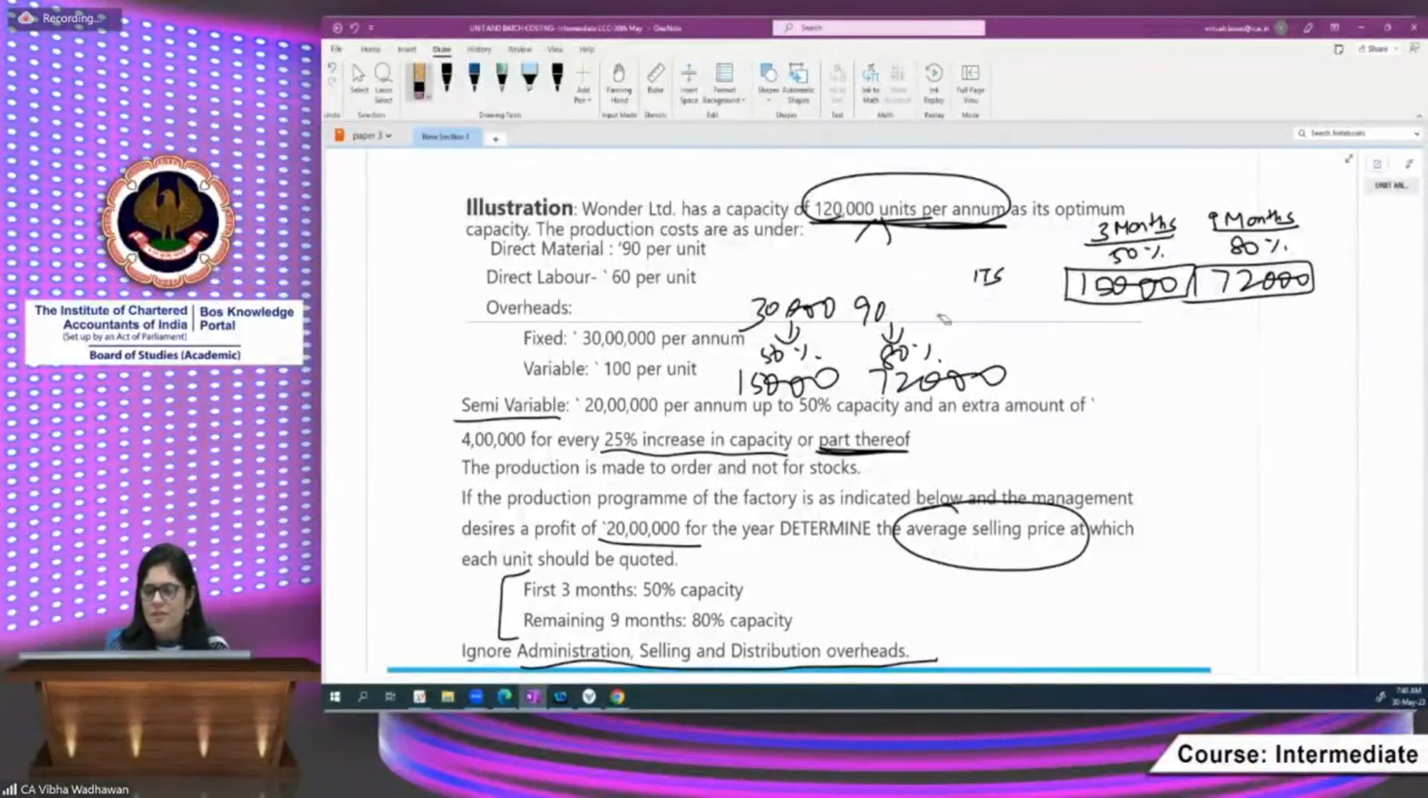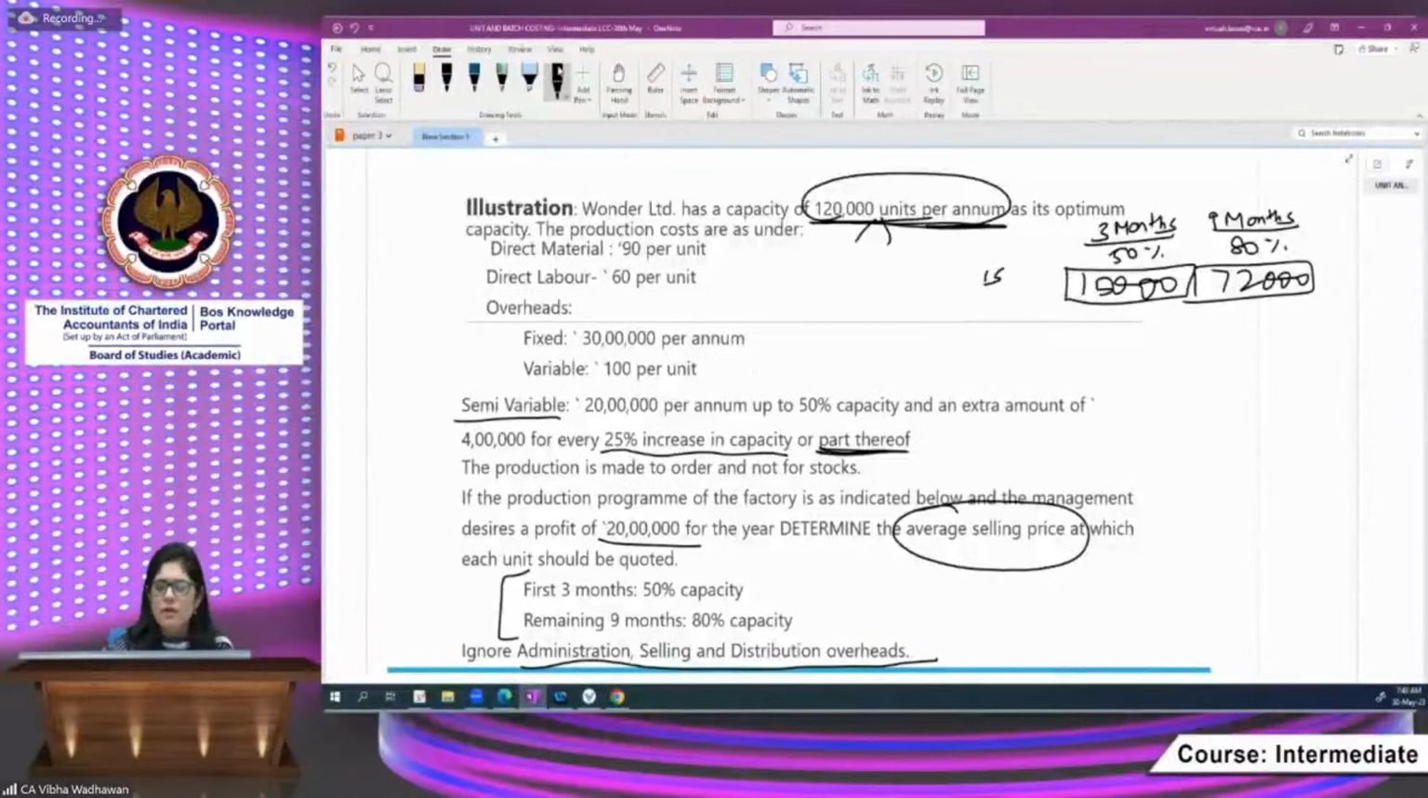All right. So I'm just erasing it off. I hope you have understood how 15 and 72 have come, for all the students who have calculated 60 and 72. So these are the units we have now. First of all, direct material, 90 per unit. So direct material at the rate of 90 per unit. Please calculate direct material. 15,000. So it's 90 into 15,000. It's 13,50,000 direct material.